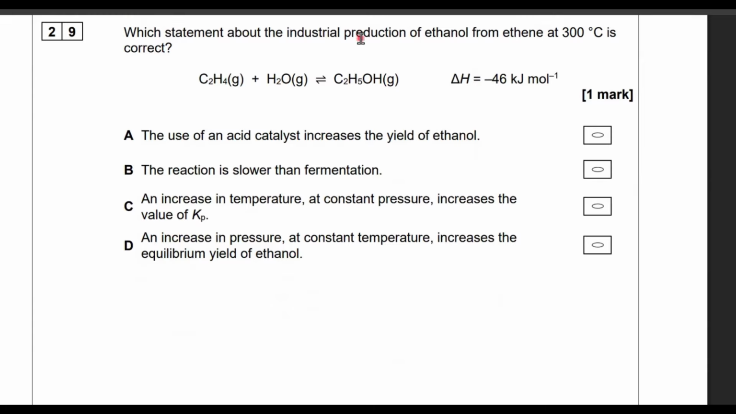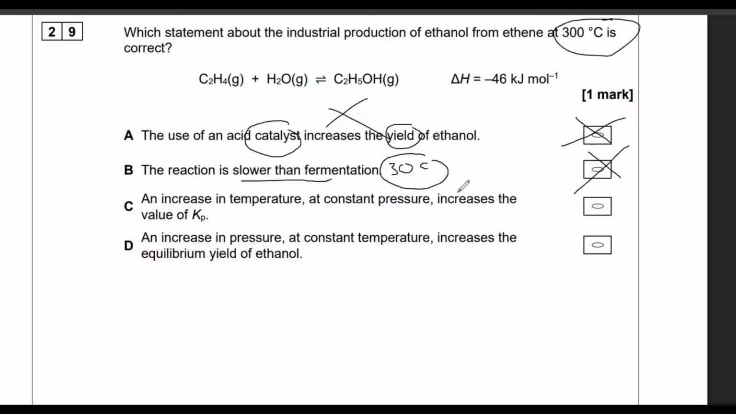Which statement about the industrial production of ethanol from ethene at 300 degrees is correct? So the use of an acid catalyst increases the yield of ethanol. Remember, acids do not affect the yield. They just speed up the time it takes to get to equilibrium. The reaction is slower than fermentation. No, fermentation is done at 30 degrees. This one's circled up there, 300 degrees. It's going to be a lot slower fermentation.